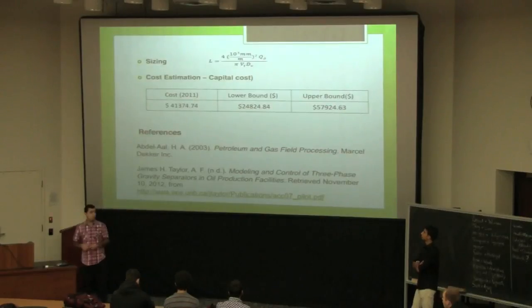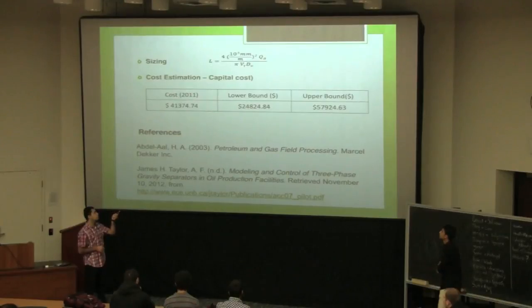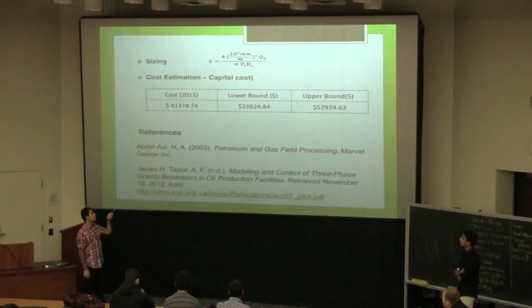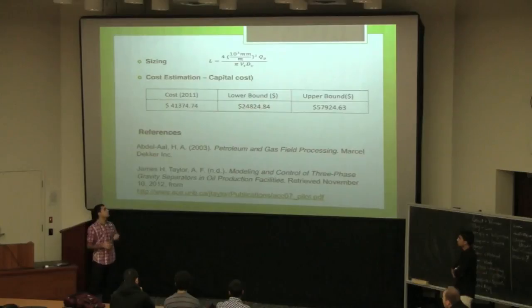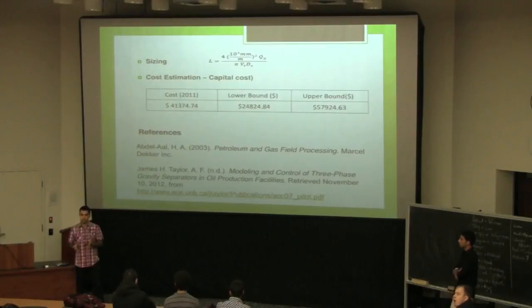In terms of sizing, this is one of the governing equations, where depth is proportional to the volumetric flow rate and inversely proportional to the velocity and the diameter of the vessel. To get a reasonable length for the vessel, a ratio of length to diameter of 2.5 to 5 is used in industry as a standard range, where the length is 2.5 to 5 times the diameter of the vessel.